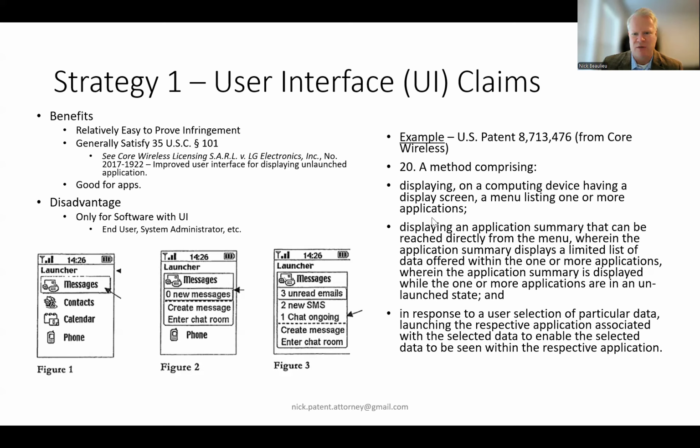So they claimed these user interfaces, and I have an example of one of the claims from that patent here. So it's claim 20, a method comprising displaying on a computing device having a display screen, a menu listing one or more applications. So that's over here, figure 1, we have one or more applications. Displaying an application summary that can be reached directly from the menu, where the application summary displays a limited list of data offered within one of the more applications. So it's like this create message, enter room, and then it says, in response to a user selection of particular data, launching the respective application associated with the selected data to enable the selected data to be seen within the respective application. And that's going back to this create message, enter chat room.